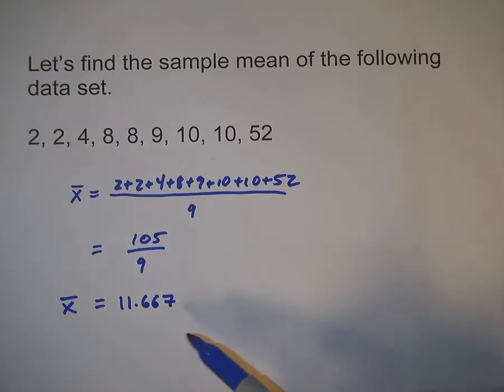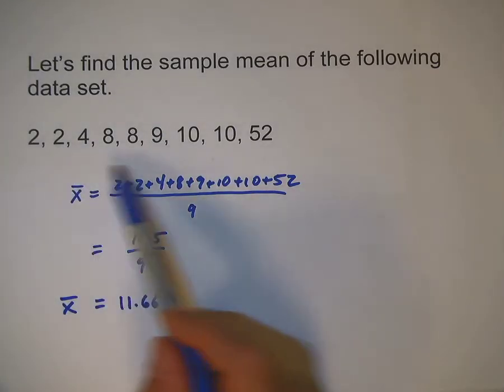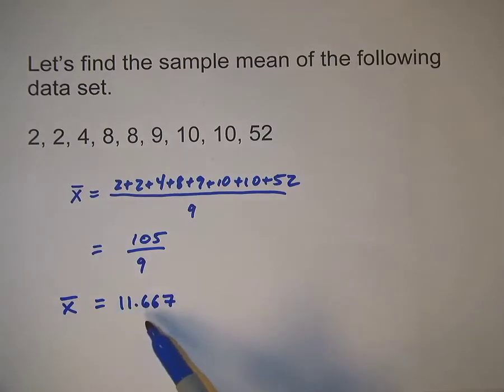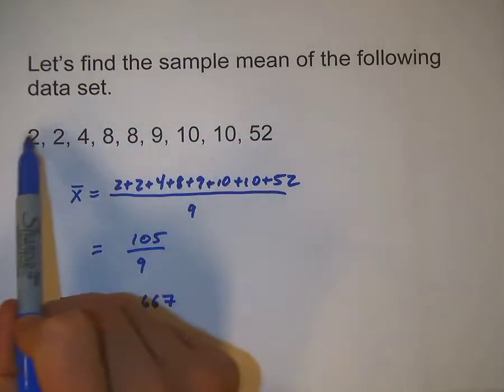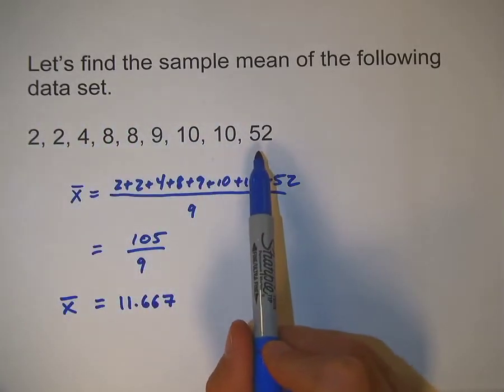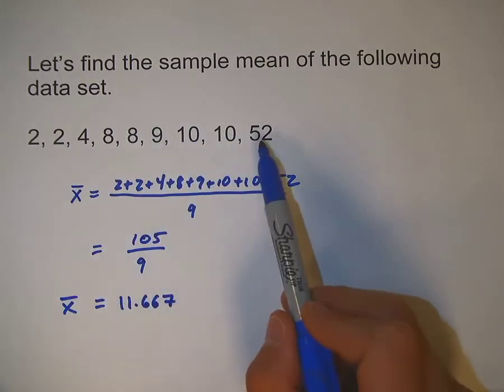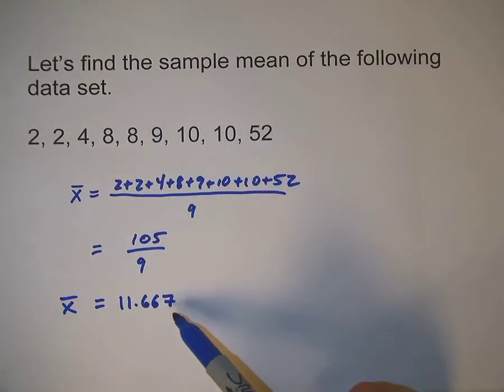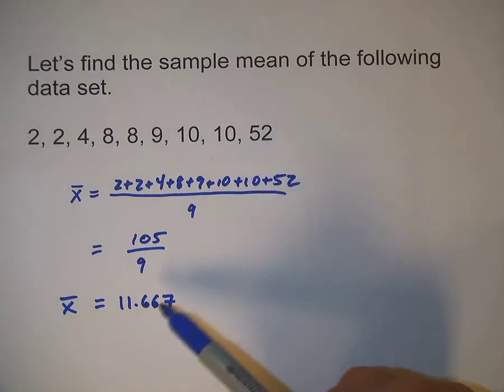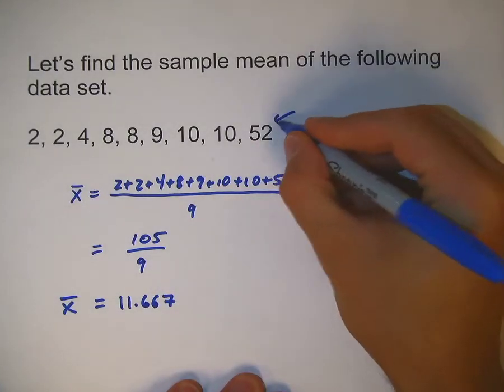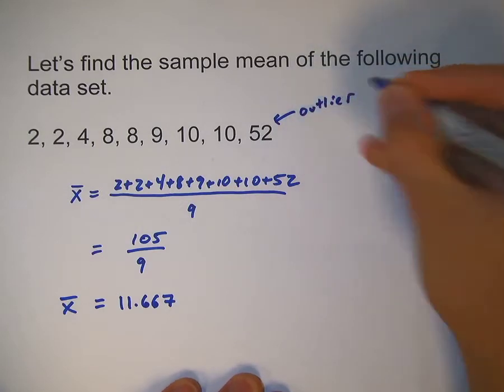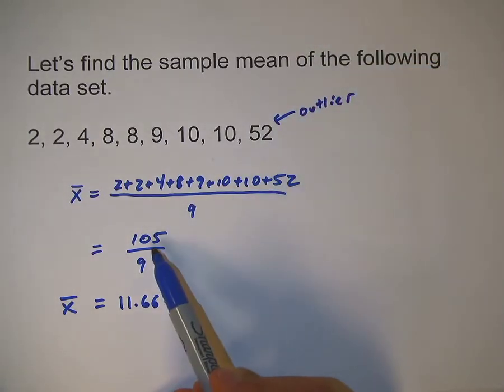Okay, so this would be a way of describing the center. Now if we think about 11.667 compared to our data set, and if we're using that to describe the center, one issue is that this 11.667 is above every value except for the 52. So it has 8 values below it and only 1 value above it. I might say that's actually not a great way to describe the center. The reason is that this 52 is an outlier. This 52 strongly contributed to that sum of 105.